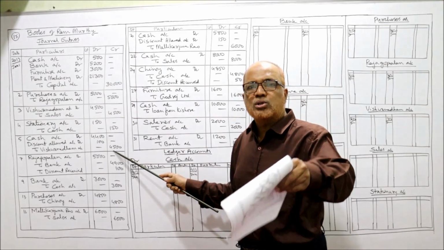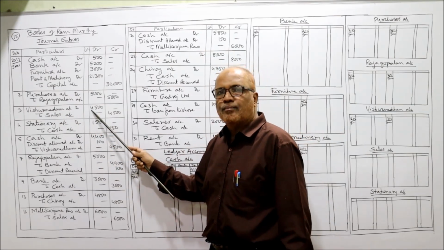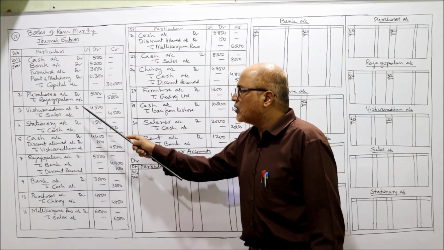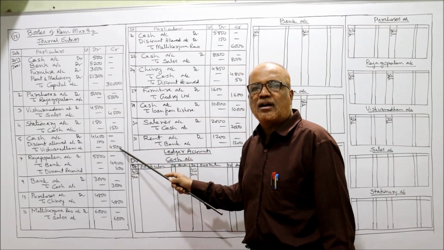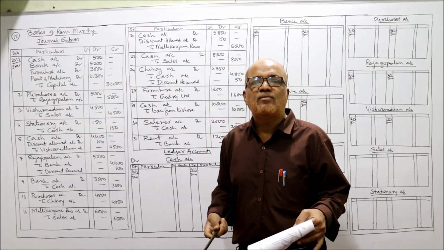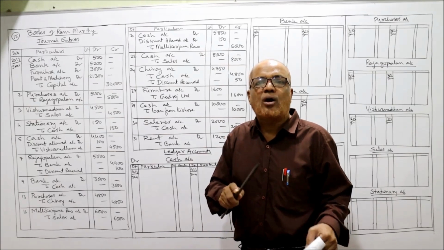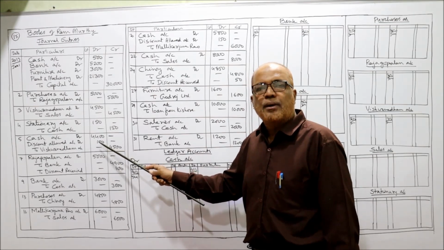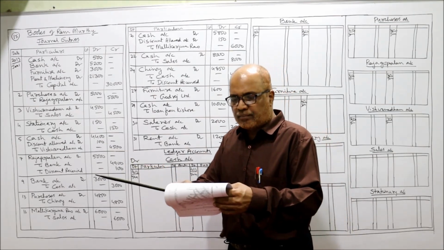When we sell the goods, Vishwanathan account was debited. When we receive the cash, Vishwanathan account is credited. 4,500 debited, 4,500 credited. His account is closed. He has paid us only 4,400. So cash account debit 4,400, discount allowed account debit 100. Being cash received and discount allowed.